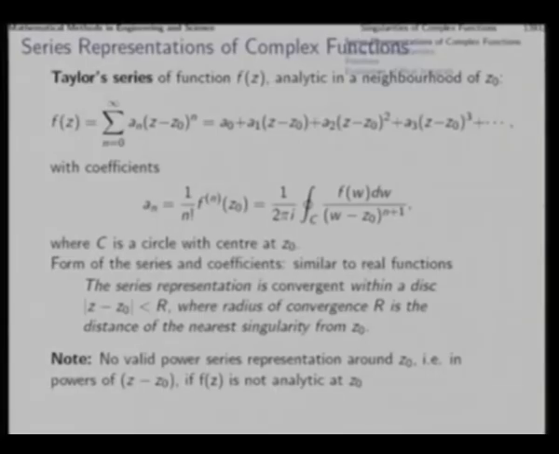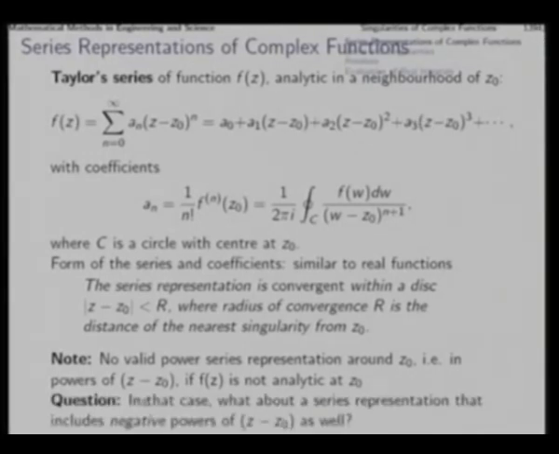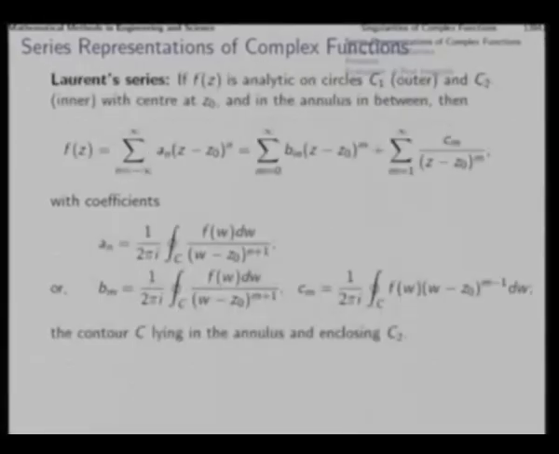Now, we consider another option. If a function is not analytic, then as we know the Taylor series will not be valid, that is, it will not be enough to represent the function. Then we can ask what will be enough. So, we ask this question: in that case what about a series representation that includes negative powers as well? Indeed, the answer is yes, we can do that, and the corresponding series is called Laurent series.